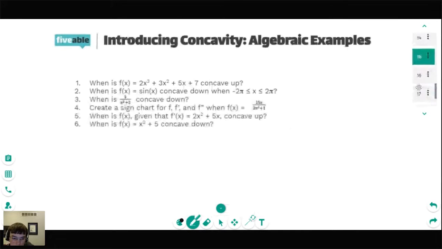All right, so back to our algebraic examples. So when is this function concave up? This function is concave up when the double derivative is positive. So let's find that double derivative.